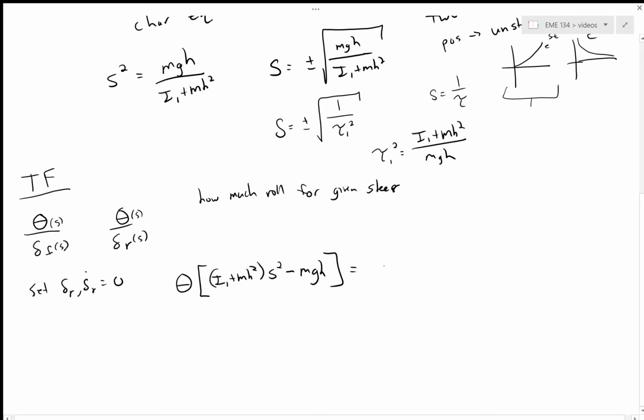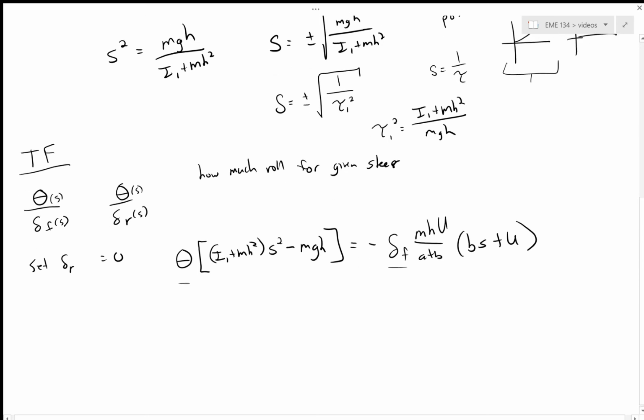And then if I get rid of the delta, well, we don't need to set the delta dot because we've already gotten rid of that in the time domain. But I can write the remaining term, and I'm going to extract delta f from that too. So delta f times mhu over a plus b times bs plus u. Notice that I can rearrange this equation to have that ratio that I want.